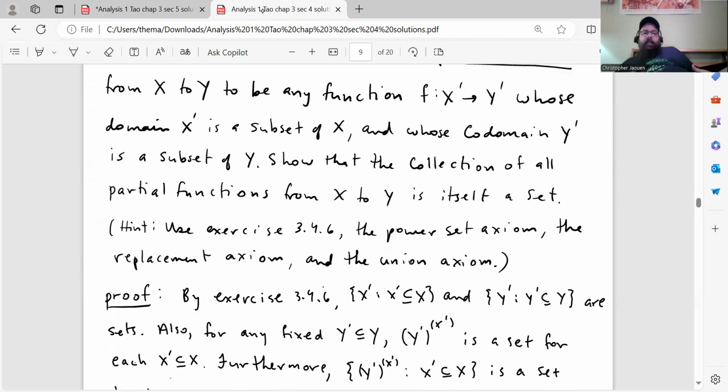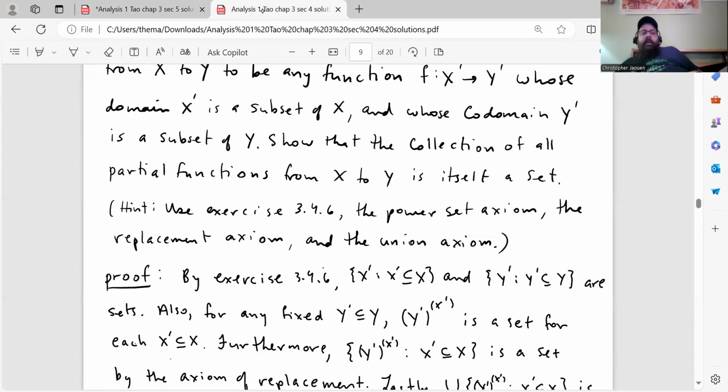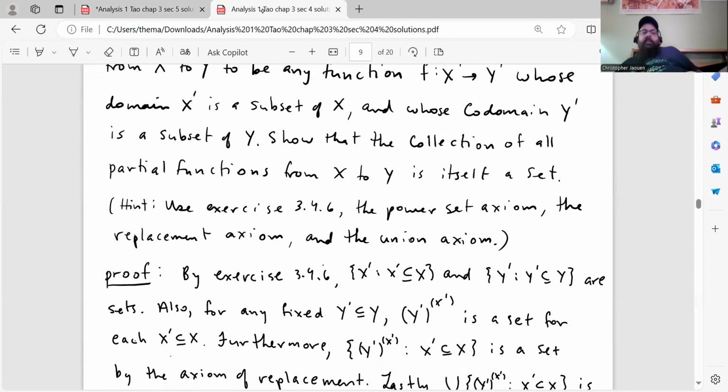So let me just read it out again just to remind everybody. Question 3.4.7 says: let X, Y be sets. Define a partial function from X to Y to be any function f from X' to Y', whose domain X' is a subset of X, and whose codomain Y' is a subset of Y. Show that the collection of all partial functions from X to Y is itself a set. And he gives a hint here. He says use Exercise 3.4.6, the power set axiom, the replacement axiom, and the union axiom.